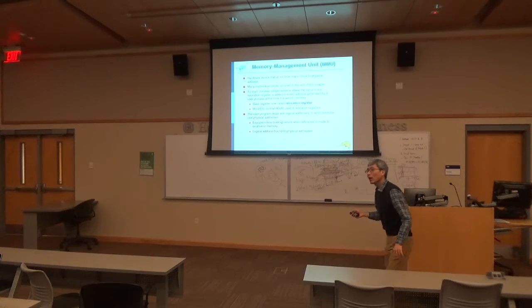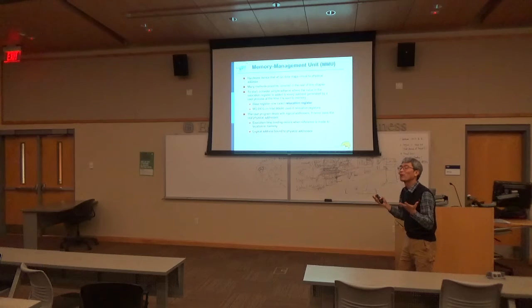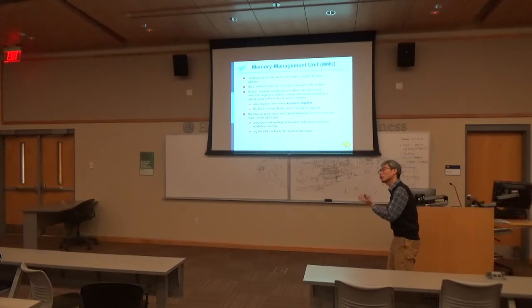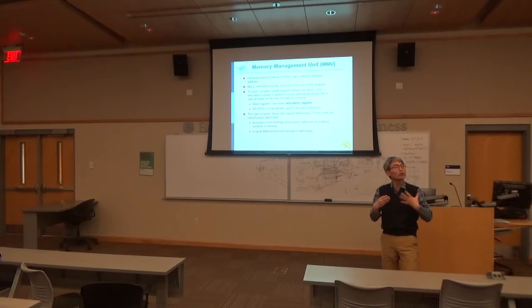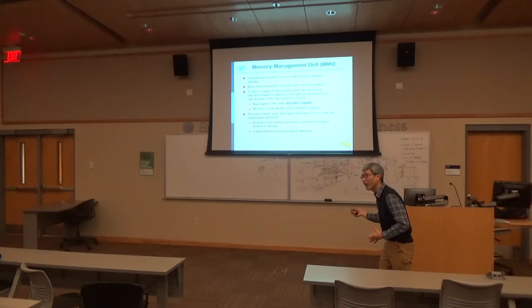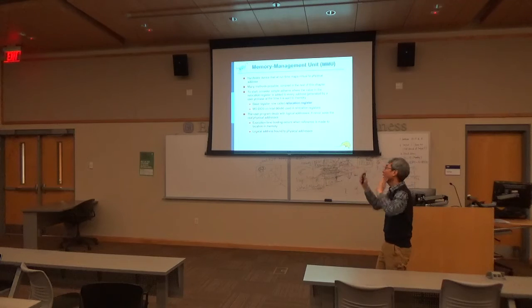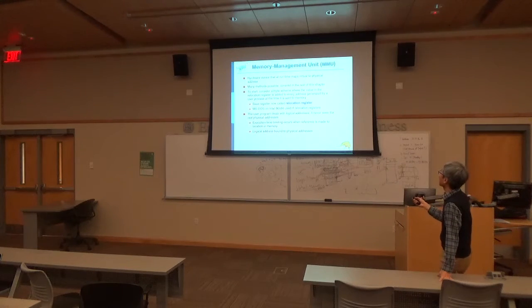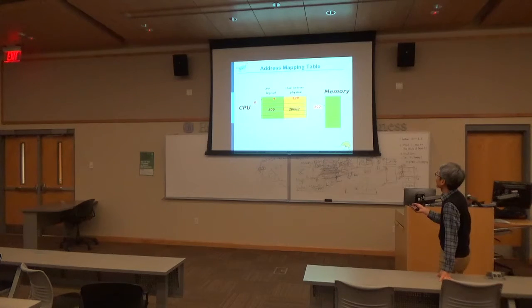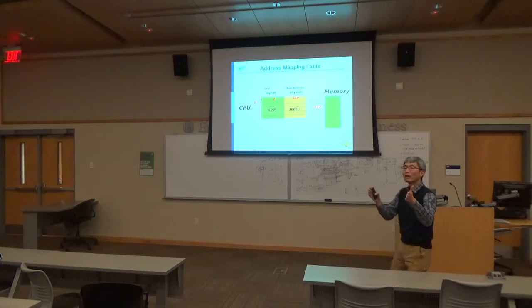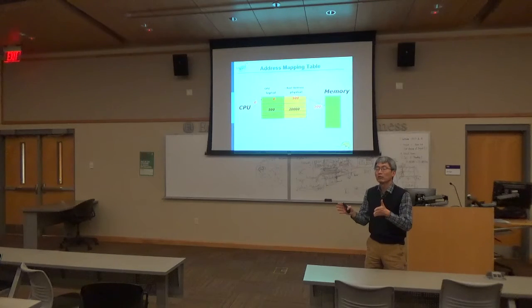Why don't we have a comparison table between logical and physical? Then we can reduce the computation, right? Instead of calculating every time, we have the comparison table. That is the memory management unit, MMU. So, like this one, 0 is 500, 500 is a, so we have the comparison table.